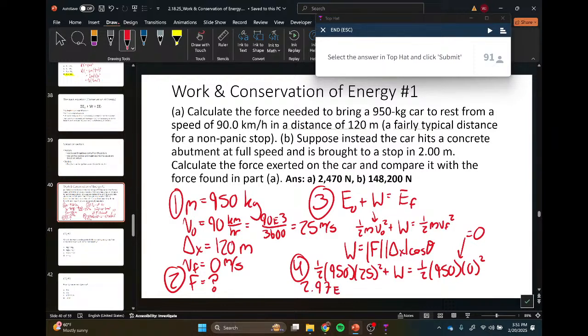2.97 times 10 to the 5 plus work equals 0. So therefore, work equals negative 2.97 times 10 to the 5 joules. We always stop and say negative, that's weird. Does that make sense? I'm losing energy. I'm getting slower. Work is negative. If I was getting faster, work would be positive. I'm getting slower, so work is negative. I'm losing energy. Makes sense. I went from moving to not moving.